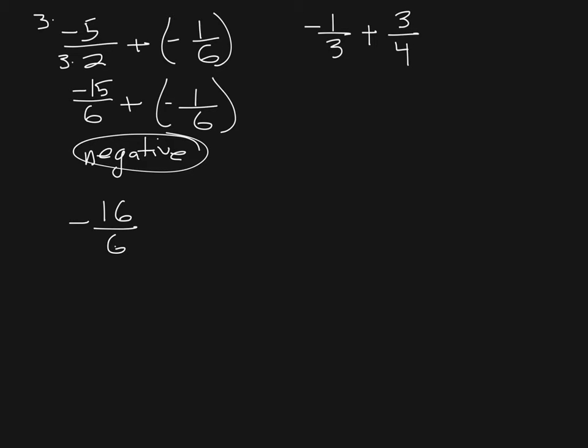Now, we're not quite done on this one. Okay, the final step we always have to do is make sure our answer is simplified, and I see that negative 16 over 6 has a common factor. I know I can divide both of these by 2. This is the trickiest part, is always making sure our answer is simplified.